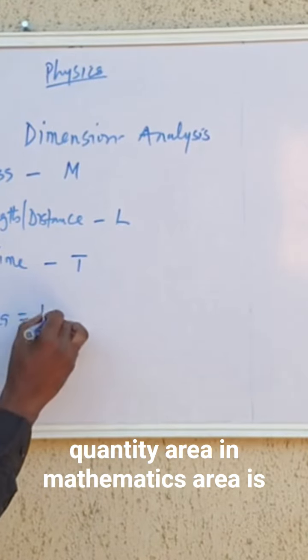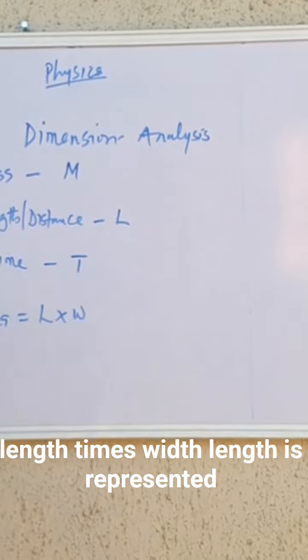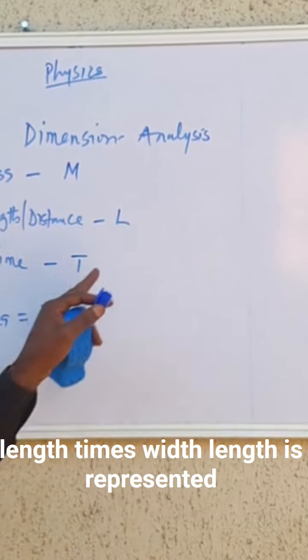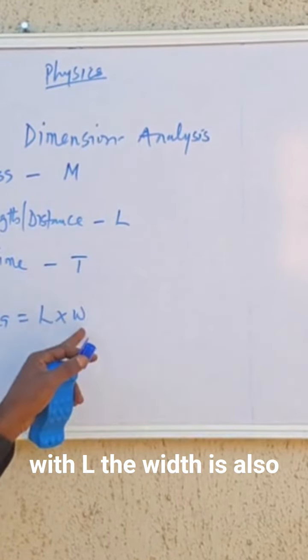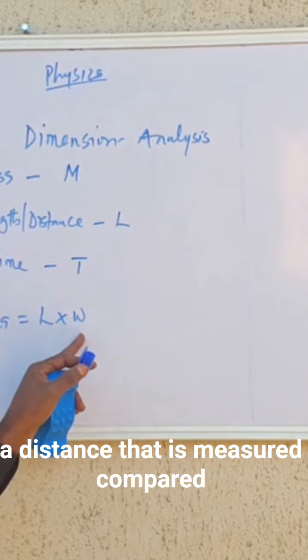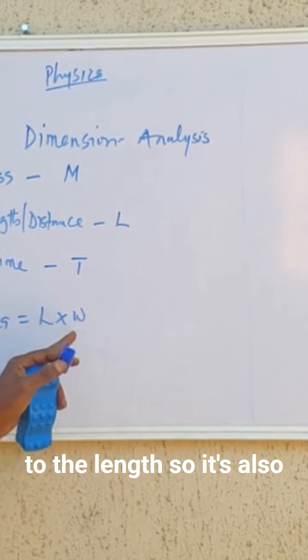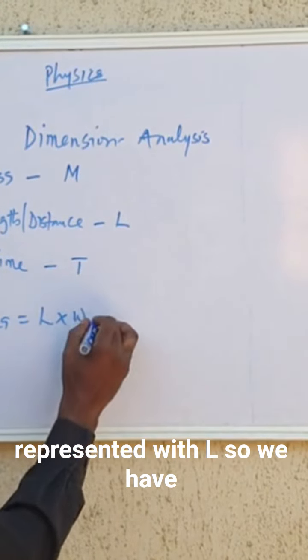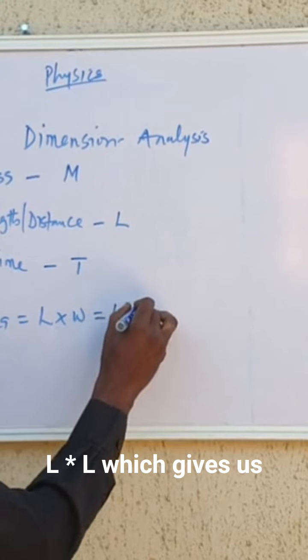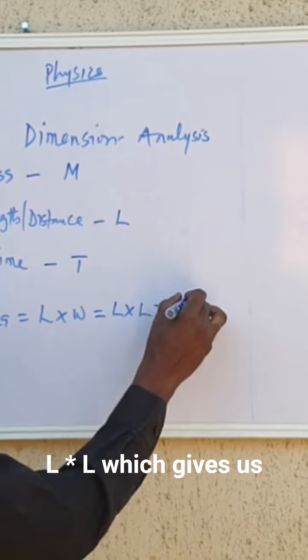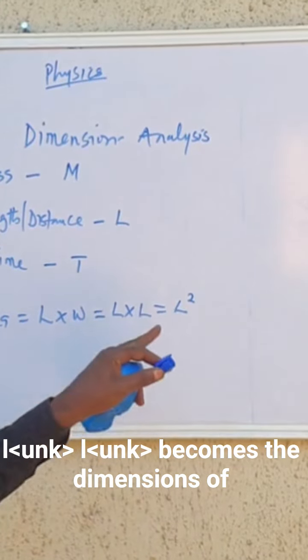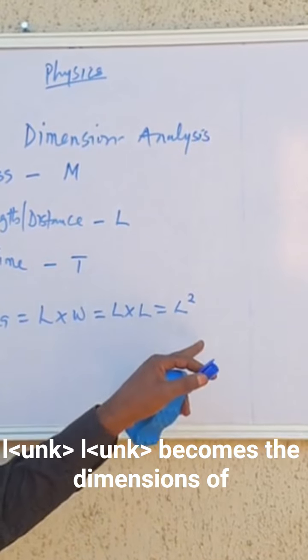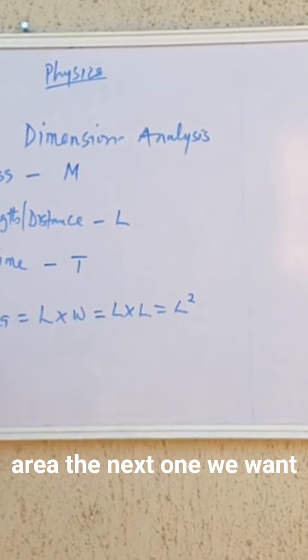In mathematics, area is length times width. Length is represented with L. The width is also a distance that is measured compared to the length, so it's also represented with L. So we have L times L, which gives us L squared. L squared becomes the dimensions of area.